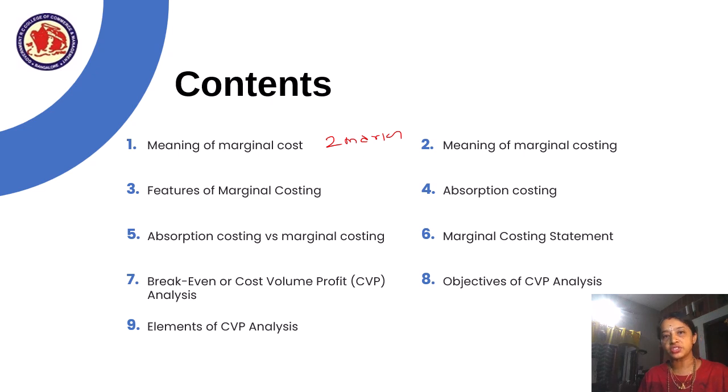Then they might ask for Section B, features of marginal costing, absorption costing versus marginal costing. Then we will be discussing a very important part, that is break-even chart or break-even analysis, commonly called CVP analysis, cost volume profit analysis, and the elements of CVP analysis. Then the meaning of marginal costing, absorption costing, marginal costing statement, and objectives of CVP analysis. So these are important for Section B if they ask any theory question.